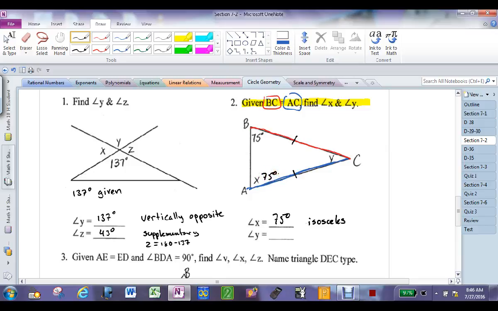75. Does that now allow me to find Y? How? 75 and 75 is 150. You do 180 minus 150, right? So Y has to be 30. Why? Because triangles are supplementary. Oops. There shouldn't be an apostrophe there. Triangles are supplementary.